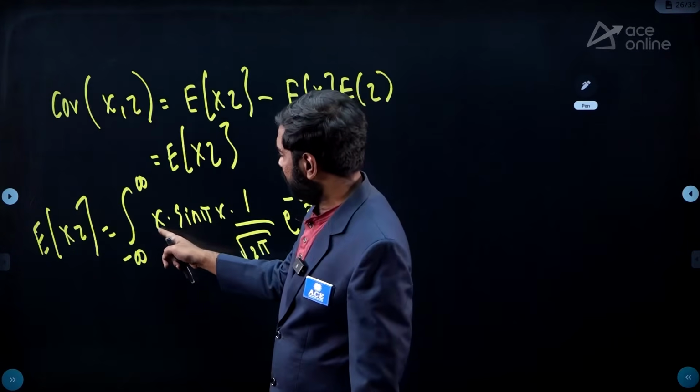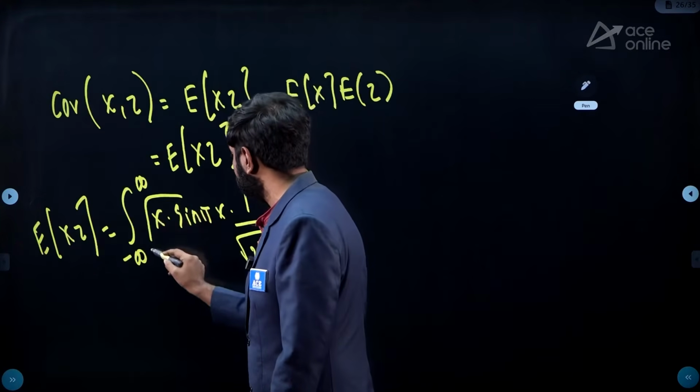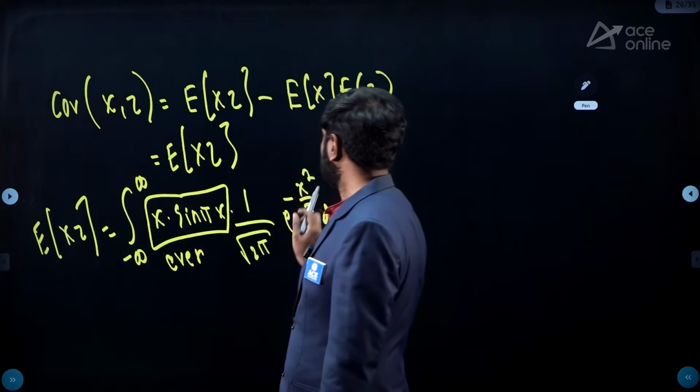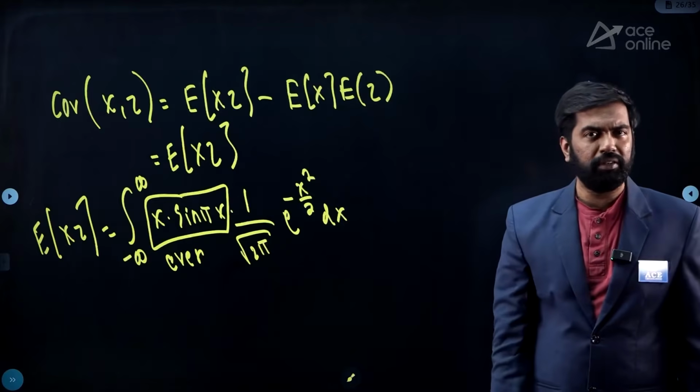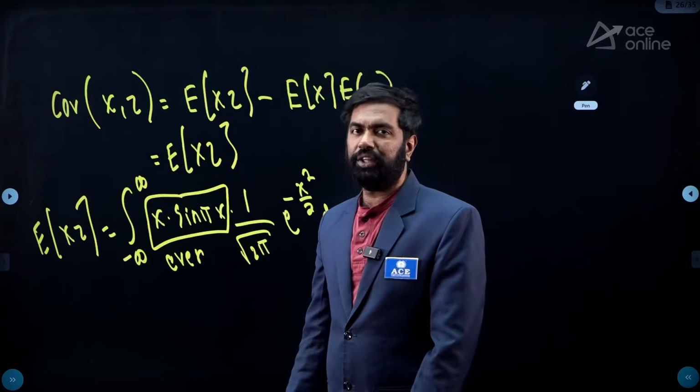This is odd, this is also odd. Odd into odd will produce an even function. This is an even function. This is also an even function. Even into even is again an even function. So we are supposed to do the integration.